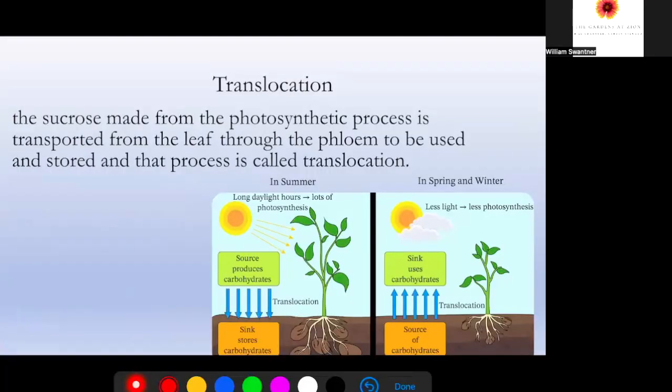And then finally, translocation. This is not in the book. The sucrose that is made from the photosynthetic process is transported from the leaf through the phloem to be used and stored, and used for a later time, and that is called translocation.